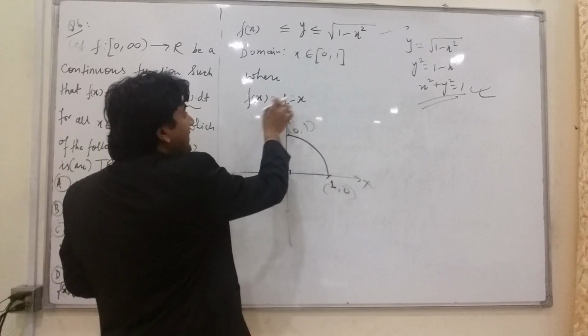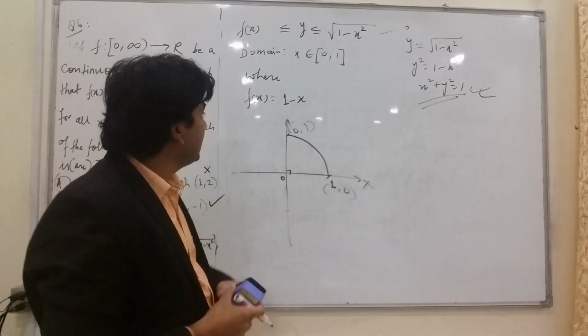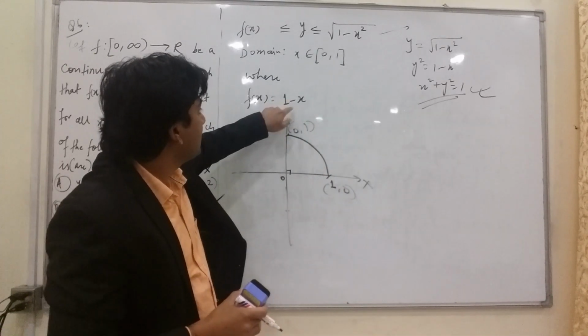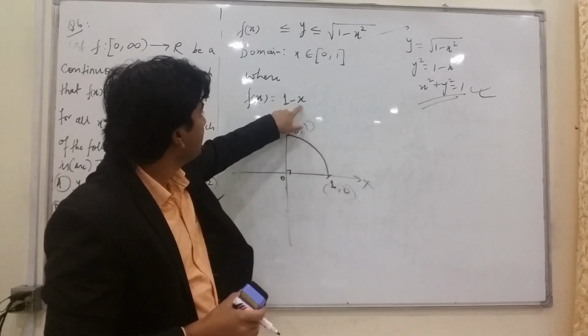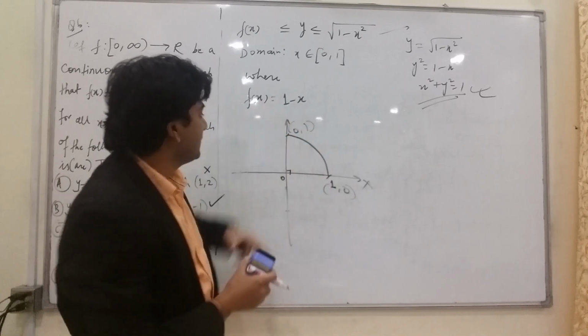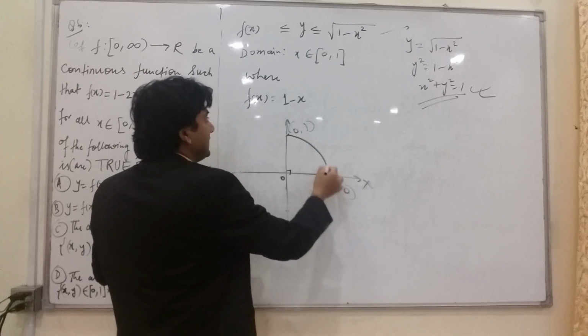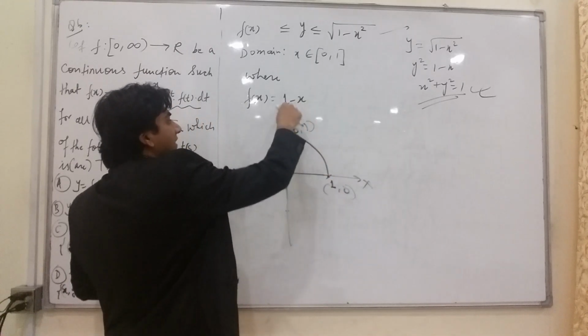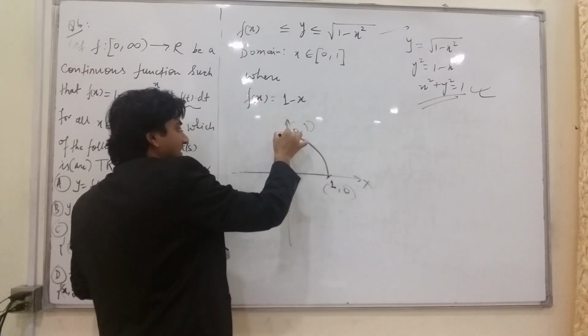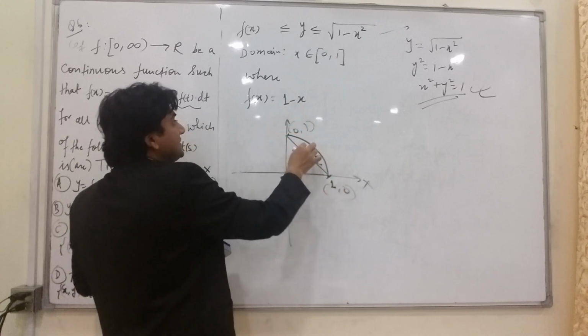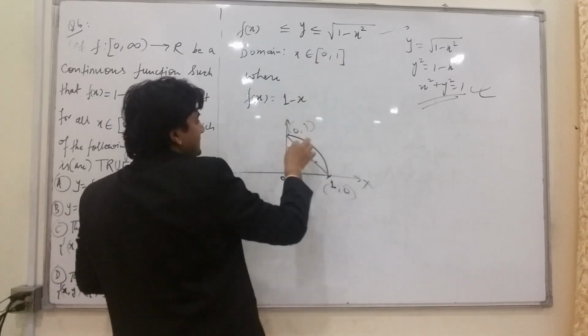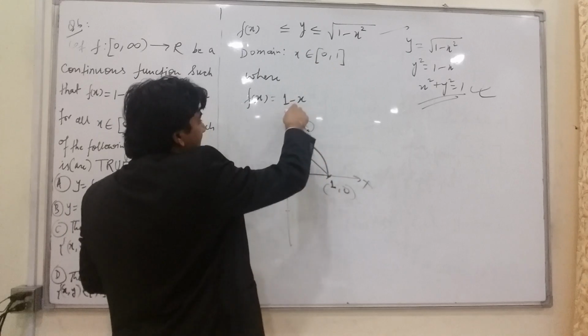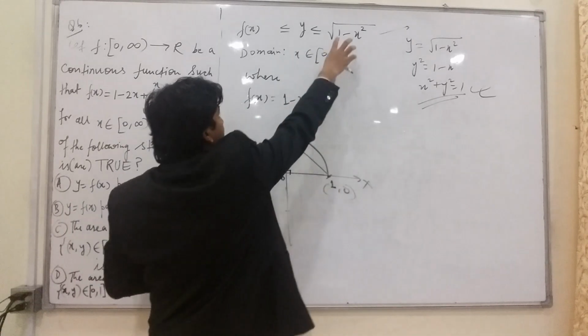Now f(x) equals 1 minus x. We need to draw this graph also. Now if you put x as 1 here, then f(x) would be 0. So there is one point. And if you put x as 0, then y is 1. Then this point. Then this is a straight line like this. For this also, the domain is 0 to 1. So this is the graph for this line and this is the graph for this.